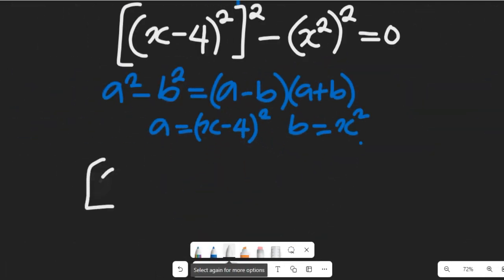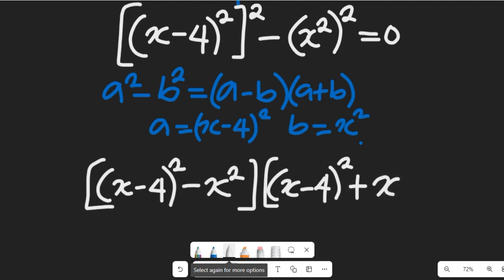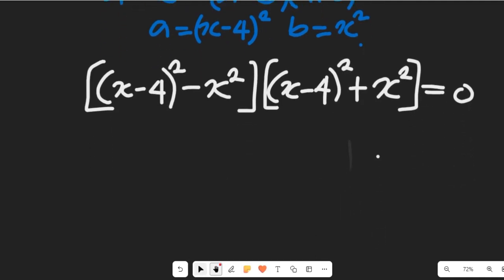We'll have (x minus 4) squared, right, minus x squared. That's the first expression. Then the second expression will have (x minus 4) squared, and the second expression is a positive sign, plus x squared, and this will be equal to 0. Great. Now let's simplify further.